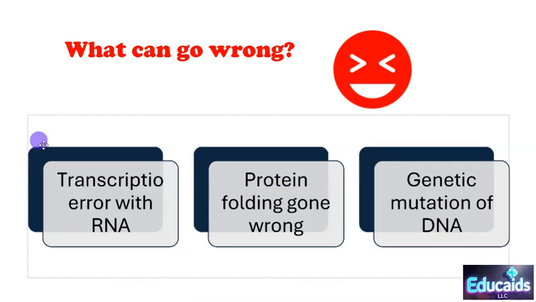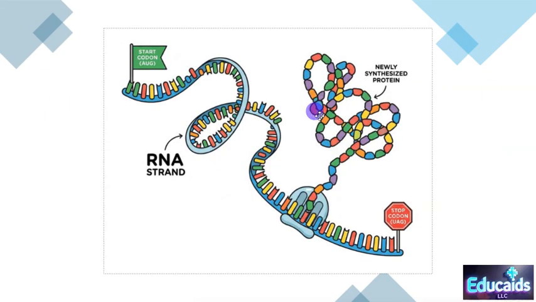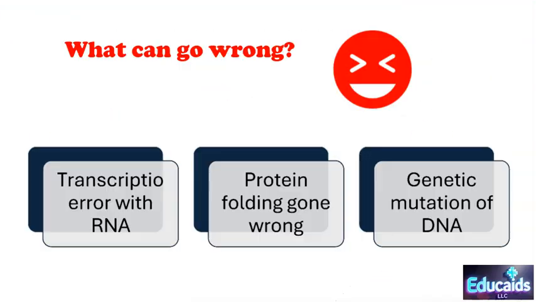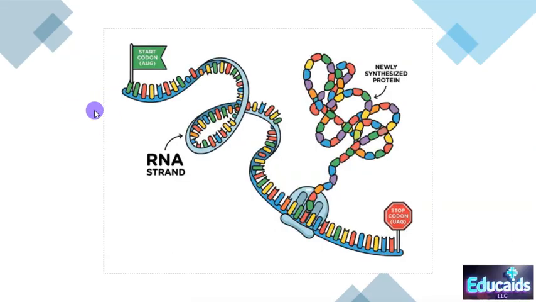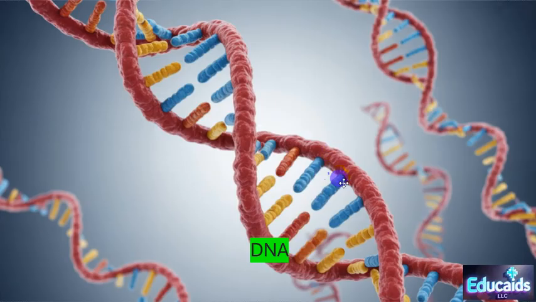Or it might fold the protein wrong. So instead of the protein looking like this, it might fold it incorrectly, and then your body looks at it and misreads it. Or a genetic mutation. Maybe when the DNA was replicating, it accidentally had a little whoopsie and has a little mistake here. And now every time that messenger RNA reads it, it reads it wrong and then makes a wrong protein, and it just gets bigger from there.